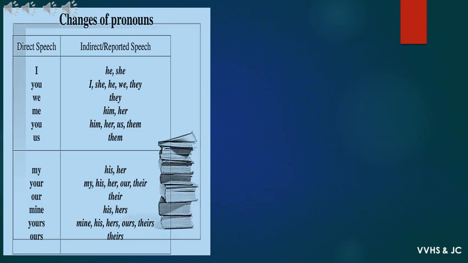Us will be them in the indirect speech. Possessive adjectives will undergo the following changes. My will be his or her. Your will be my, his, her, our, their. Our will be their in the indirect speech.